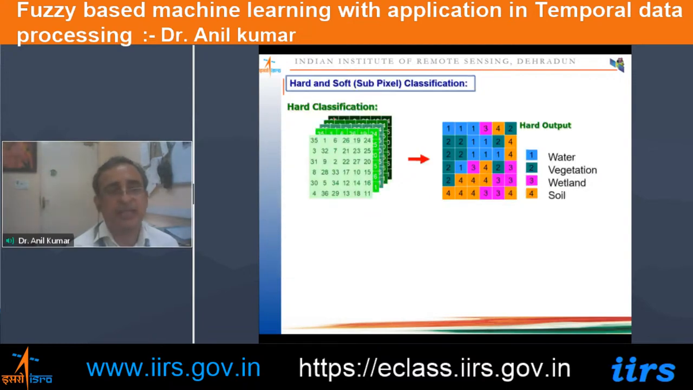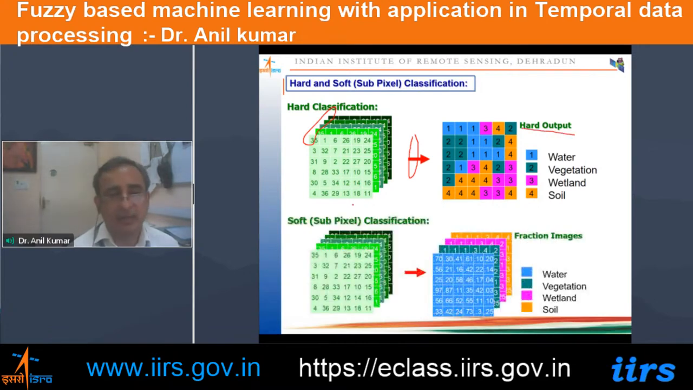You can see the same, I think I've just covered this in the previous session. This slide also, you can just recap for hard output. If it is 5 band data, it can be supervised or unsupervised. You get the output as a single layer, where each pixel belongs to only one class, and you say it is hard output.